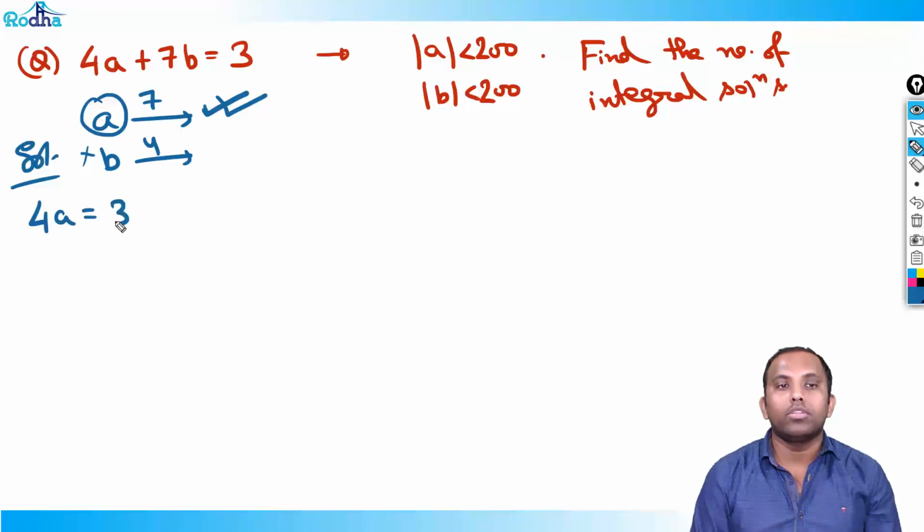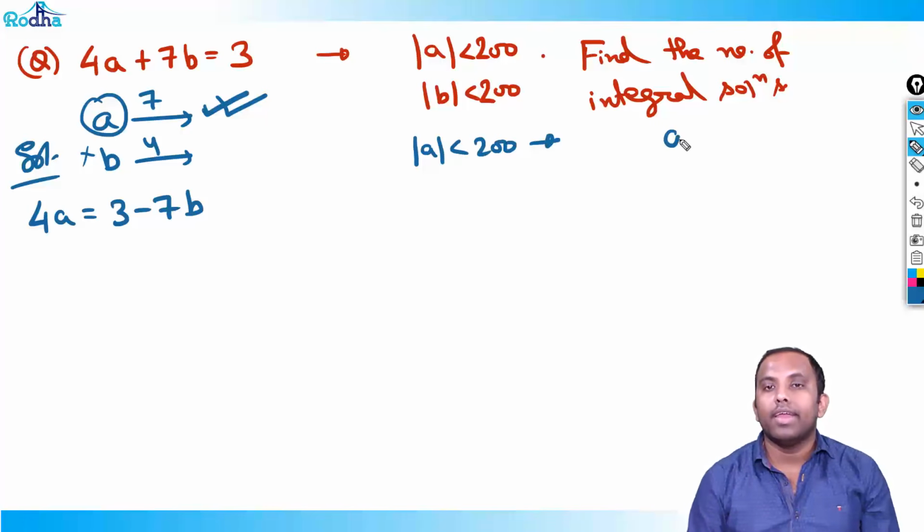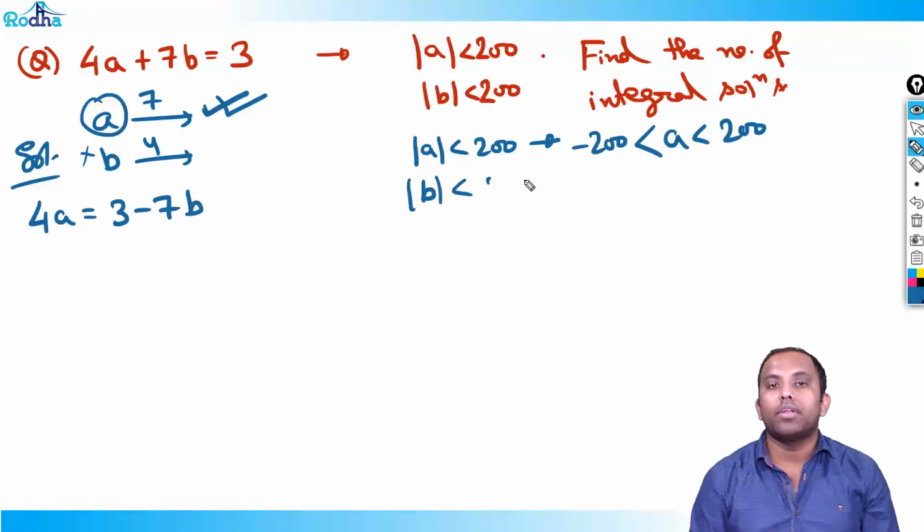4a is equal to 3 minus 7b. Now here, a and b are of the opposite sign. But again, mod a is less than 200 means what? It basically means that we study this in modulus. Mod a less than 200 means a is in between minus 200 and 200. Similarly, mod b less than 200 means minus 200 to 200 for b.